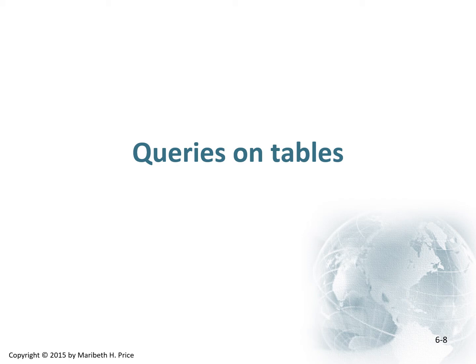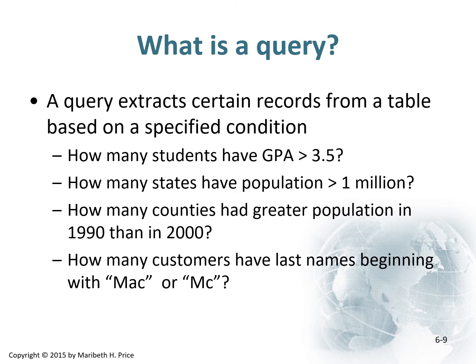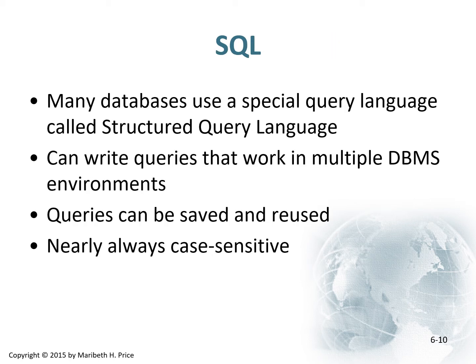So let's look at running queries on tables. What is a query? A query extracts certain records from a table based on a specific condition. Some examples are students with a GPA above 3.5, how many states have a population over a million, how many counties had greater population in 1990 than 2000, these sorts of things. These are all basic data questions that you apply to the database, and all the query does is pull out things based on specific conditions that you've outlined.